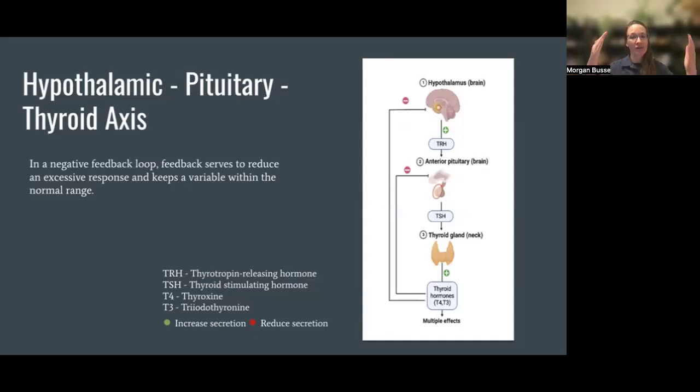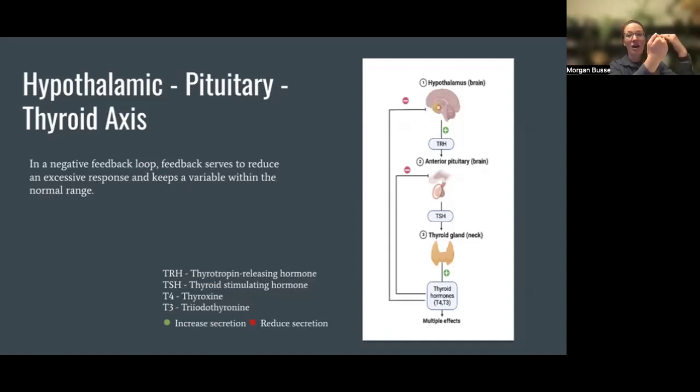Okay, so let's follow this loop one more time. The hypothalamus stimulates the pituitary. In response, the pituitary releases thyroid stimulating hormone that goes down to our thyroid. Our thyroid then releases the active hormones T3 and T4, which then come back to the hypothalamus and regulate how much more work that hypothalamus needs to do.